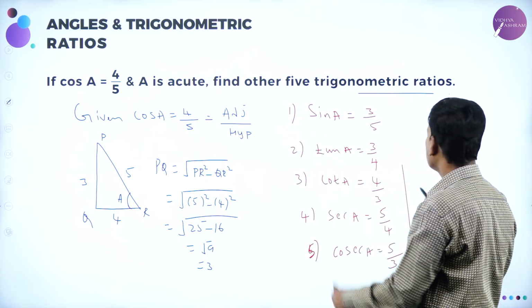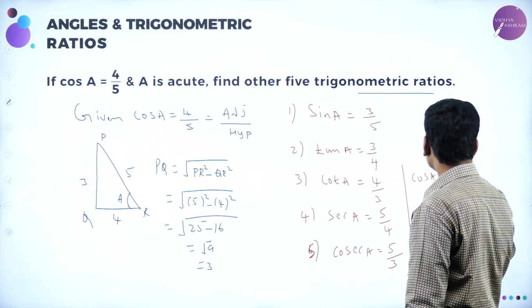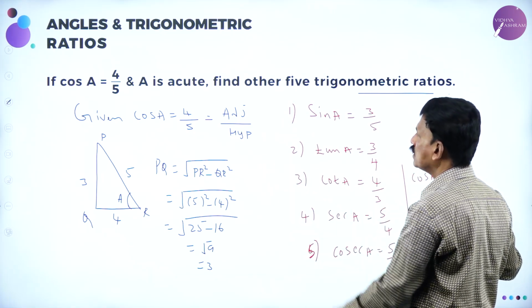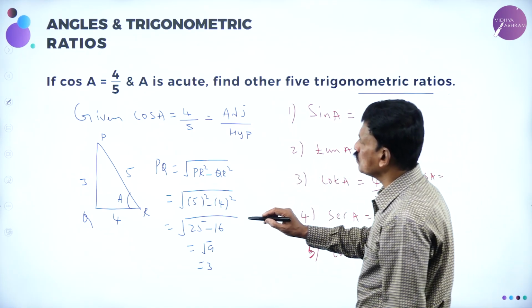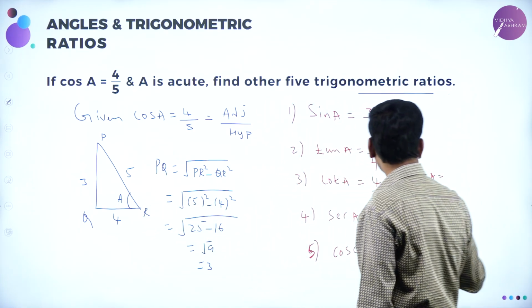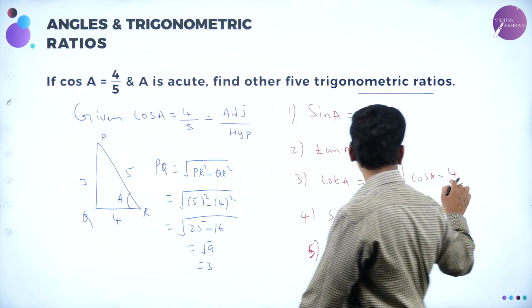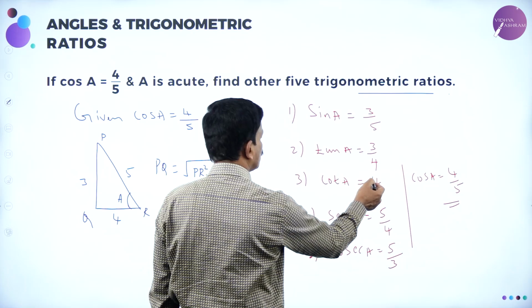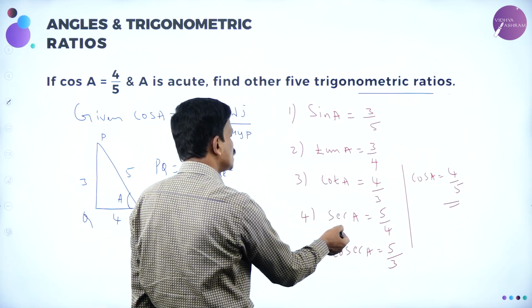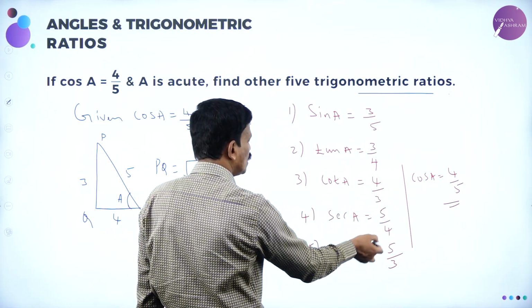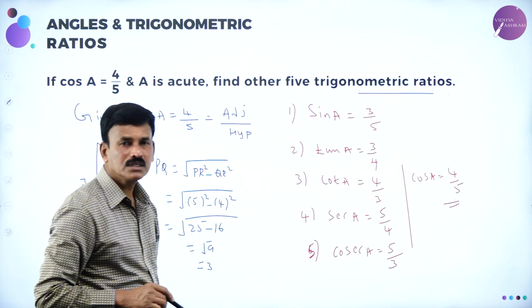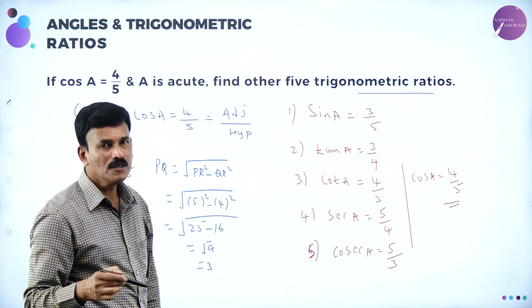And what is the last? Cos A. Cos A from the figure is, that is, cos A is equal to adjacent by hypotenuse, 4 by 5. That is already given. So, sin A is 3 by 5, cos A is 4 by 5, tan A is 3 by 4, cot A is 4 by 3, secant A is equal to 5 by 4 and cosecant A is equal to 5 by 3. These are the remaining 6 trigonometrical functions.